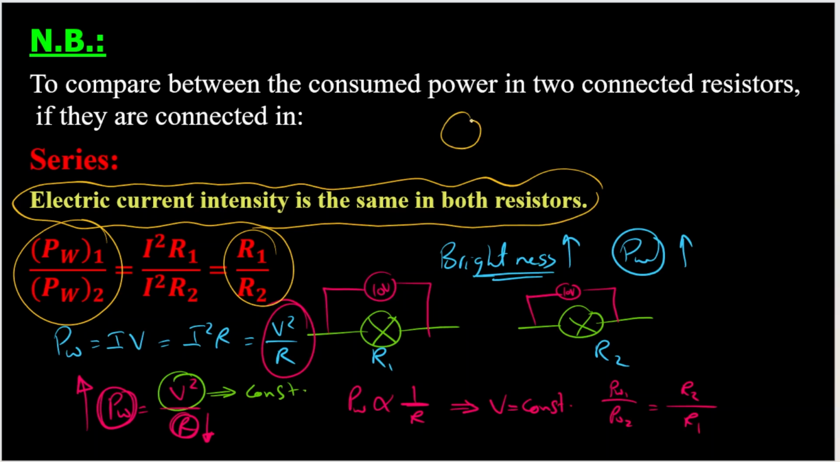What if we have a light bulb and we have another light bulb? The current which is passing through the first lamp is 2 ampere, and the current which is moving through the second lamp is also 2 ampere, and this is R1 and this is R2.